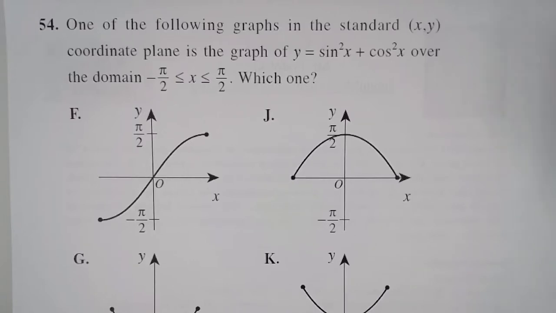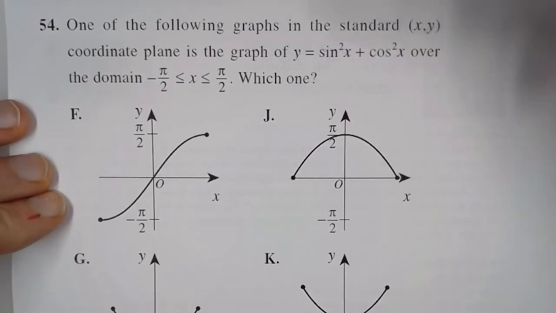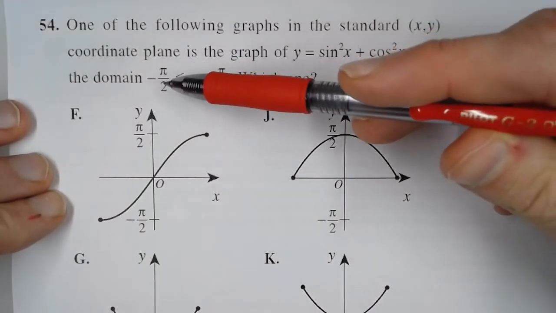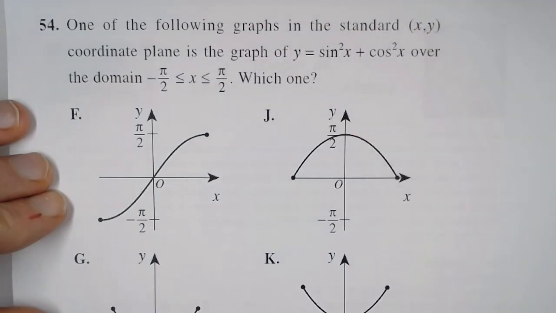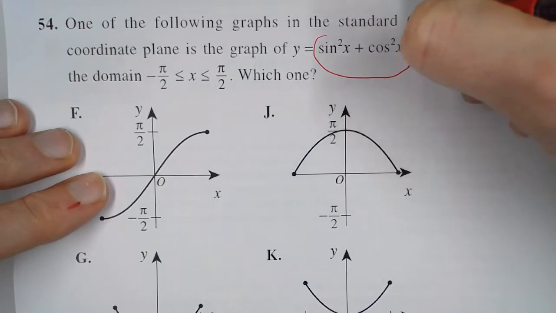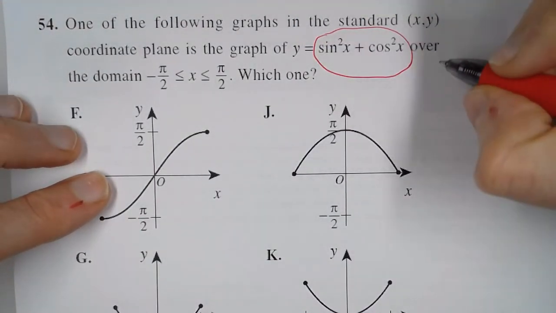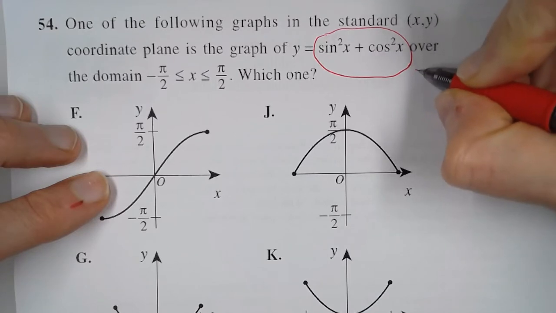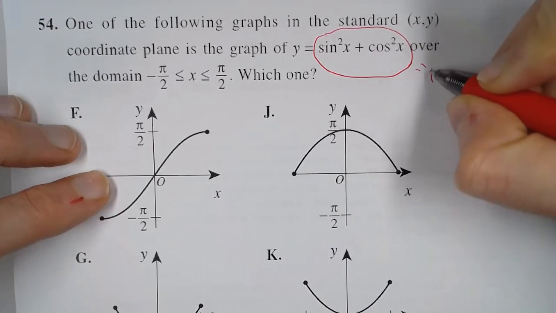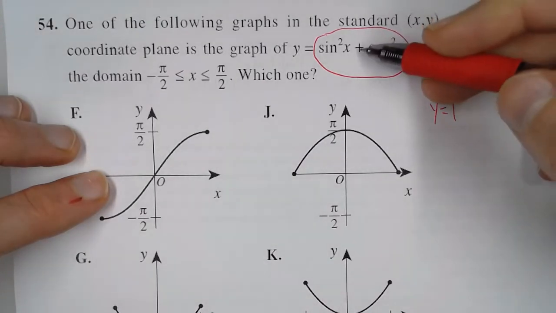Number 54, it says one of the following graphs in the standard xy coordinate plane is the graph of y equals sine squared plus cosine squared over the domain of negative pi over 2 to pi over 2. Now the thing to remember is that in one of the trig identities, sine squared plus cosine squared equals 1. So that means you can rewrite this as y equals 1, and these two are going to be the same thing.